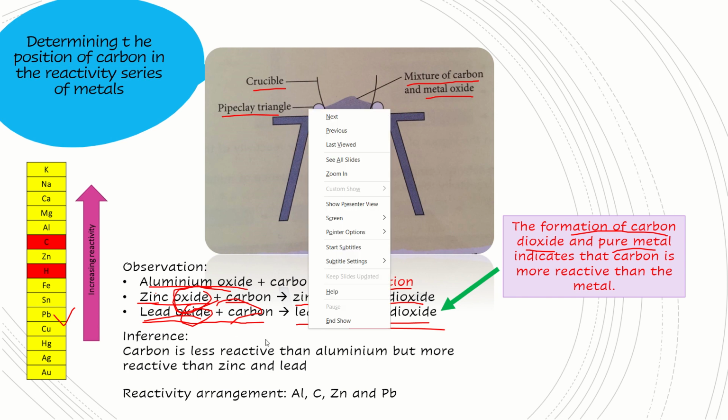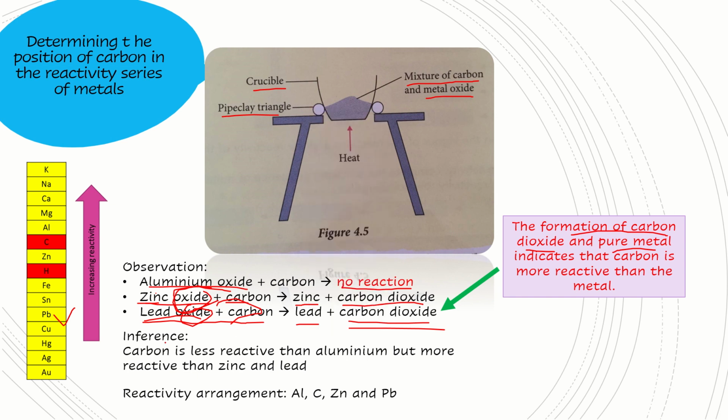Okay, inference from the experiment. Carbon is less reactive than aluminium. Betul lah, kita tengok dekat sini carbon dia duduk di bawah aluminium. So it means that carbon is less reactive than aluminium. Aluminium is more reactive lah. Okay, but more reactive than zinc and lead. Maksudnya carbon is more reactive than zinc. Mana zinc? Zinc and lead.